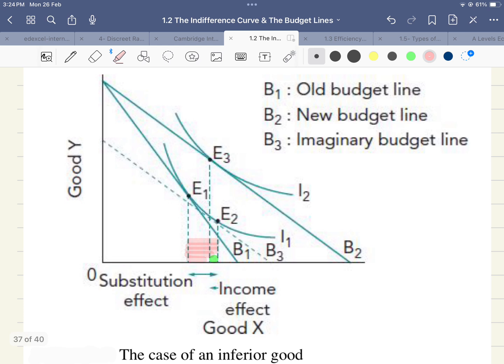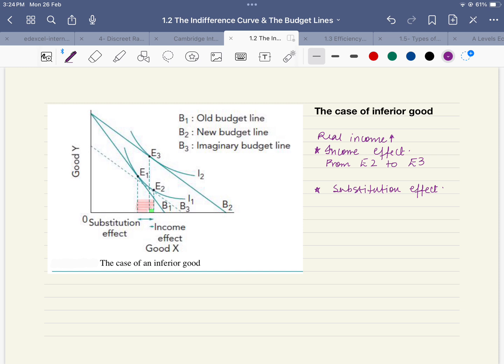In case of an inferior good, the income effect leads to a fall in the quantity demanded, which will work against the substitution effect. In this figure, X is an inferior good, the quantity demanded for which will decrease as the real income of the consumer increases. The income effect for inferior good is from E2 to E3, as E3 lies on the new budget line and is the point where the indifference curve is tangent to the budget line.